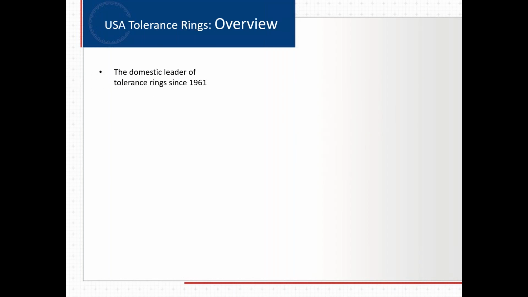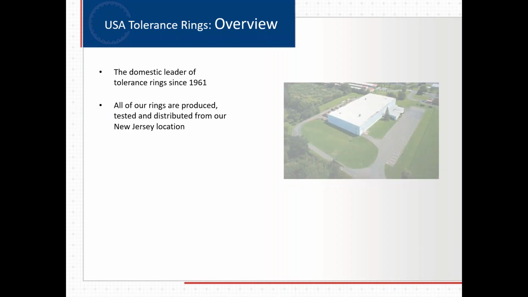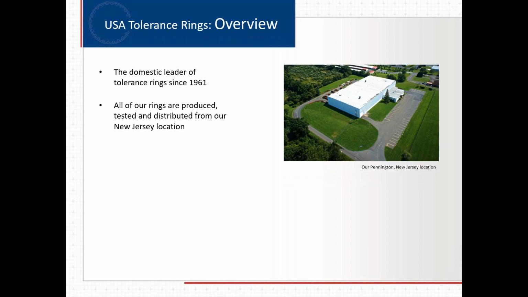So a little bit about the company. We've been making tolerance rings in America here since 1961. All of our rings are produced at our facility here in wonderful New Jersey. We specialize in our custom solutions, specific engineering needs, and we cover a whole gamut of industrial applications out there, from consumer products to automotive to oil and gas and aerospace.